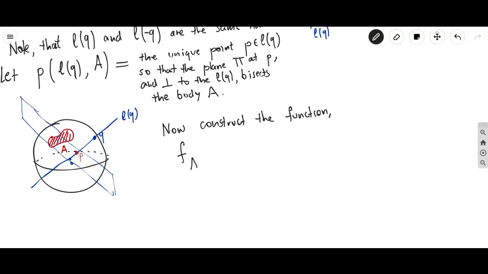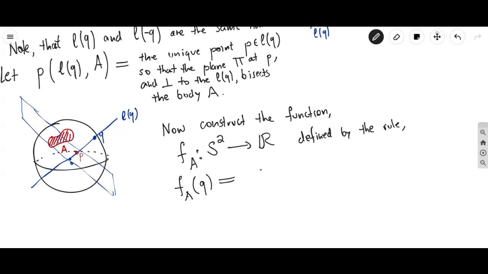Let's call it f subscript A. So this is going to be a function from S2 to R, and it's going to be defined by the rule that f_A of a point q is going to be the distance between q and p. So this f is the distance function. That's the unique point, that's q, and that's just the distance between them.